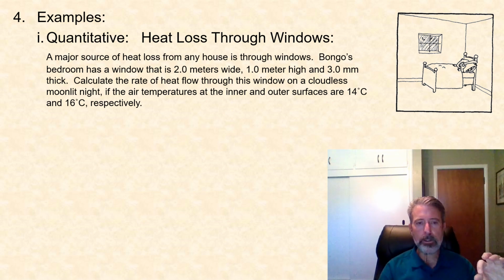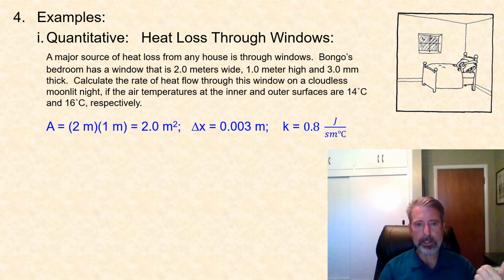So in order to apply the law of thermal conduction, we need to identify the cross-sectional area, the slab thickness, as well as the thermal conductivity constant. The cross-sectional area is just the width times the height, 2 meters squared. The window thickness is 3 millimeters or 0.003 meters. And we have to look up in our table the thermal conductivity constant for glass, which is 0.8 joules per second meters degrees Celsius. Okay, and we are now ready to figure out this rate of heat loss by substituting into the law of thermal conduction here.